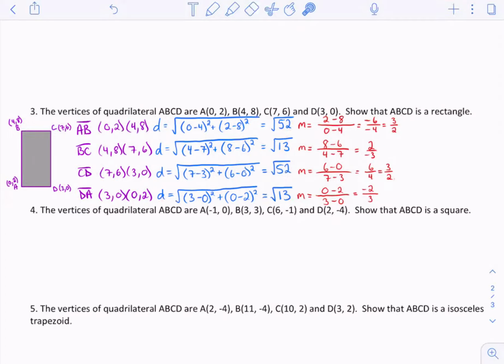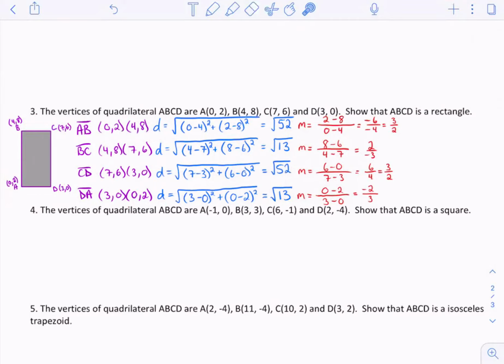opposite sides are parallel, so it's a parallelogram, and consecutive sides, or sides that are next to each other, are negative reciprocal slopes. So notice this is 3 over 2, this is negative 2 over 3. That means these two are perpendicular. So that's a key thing there that you need to remember. Perpendicular means they have negative reciprocal slopes. Now, that should be in your explanation.